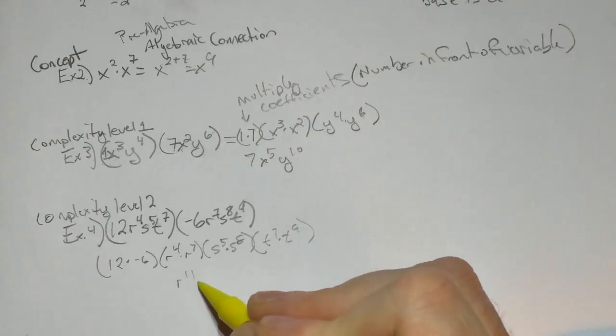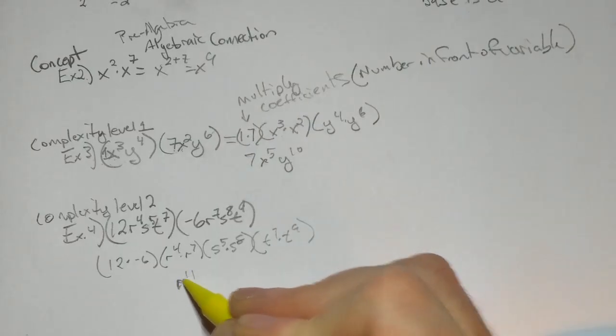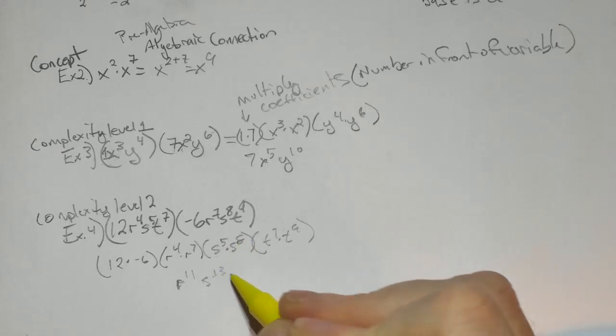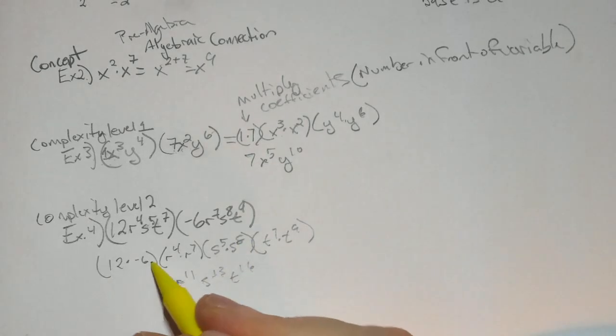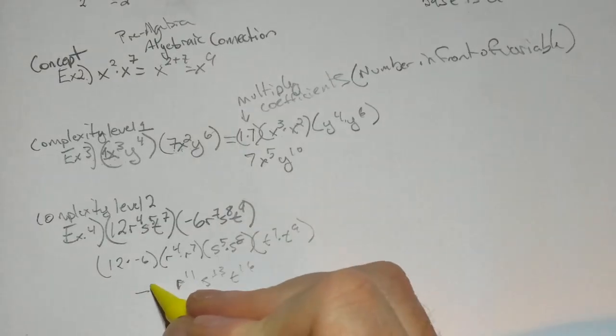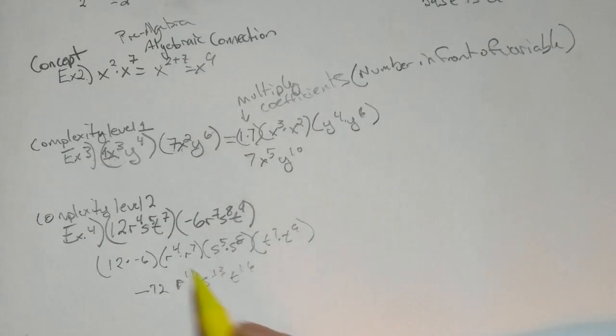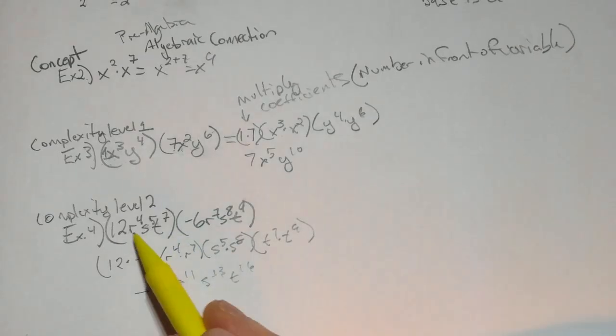And now I can just add the r's together. I have r to the 11th. I can add the s's together, and I have s to the 13th. And I can add the t's together, and I get t to the 16th. Now, over here, I'm just multiplying these coefficients, which is negative 72. And so this is our simplified form of the product of those two situations.